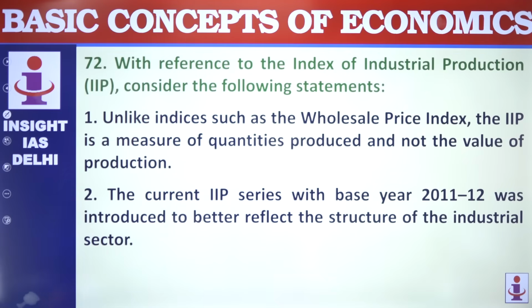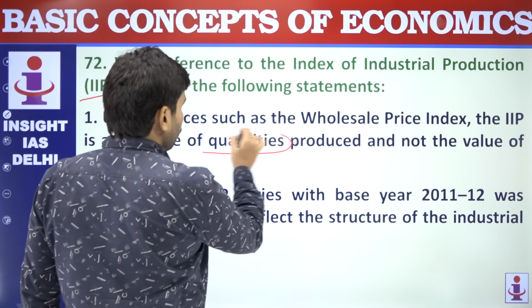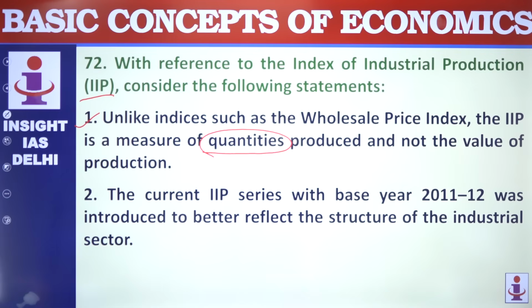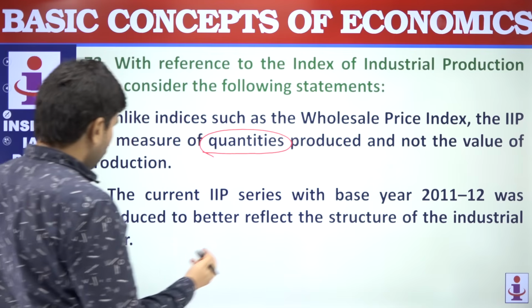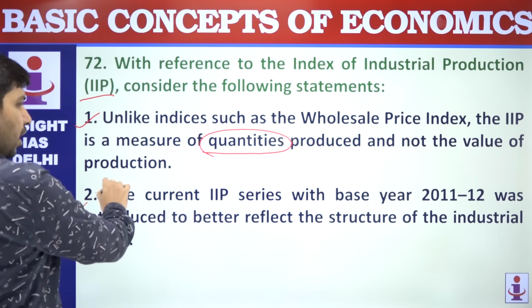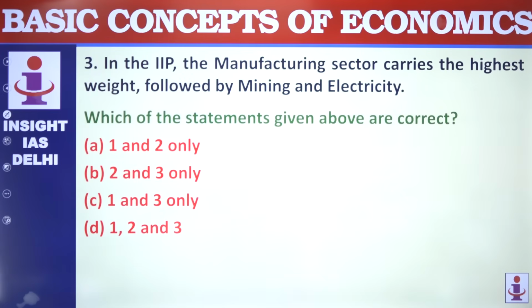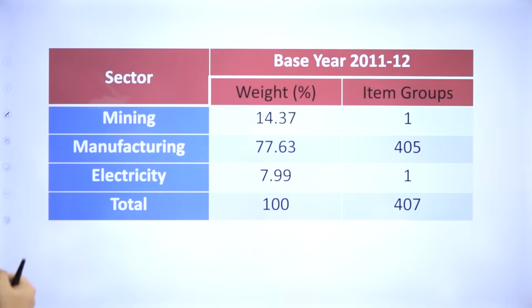Now this question is about index of industrial production. Unlike indices such as wholesale price index, the IIP is a measure of quantities produced and not the value of production. Yes, IIP is more focused on quantities, not the value. So this is correct. The current IIP series with a new base year was introduced to better reflect the economy. Yes, this is also correct. Base year of IIP is also 2011-12. In the IIP, the manufacturing sector carries the highest weight, followed by mining and electricity. We should go with this table.